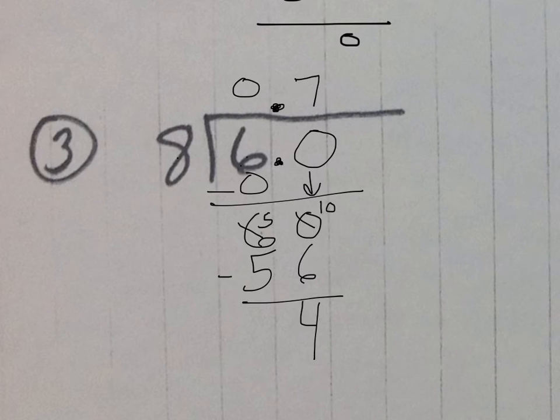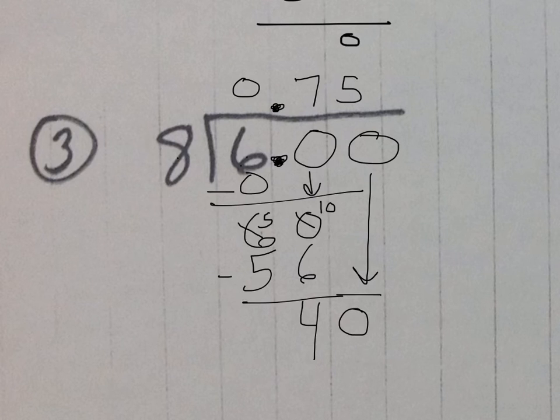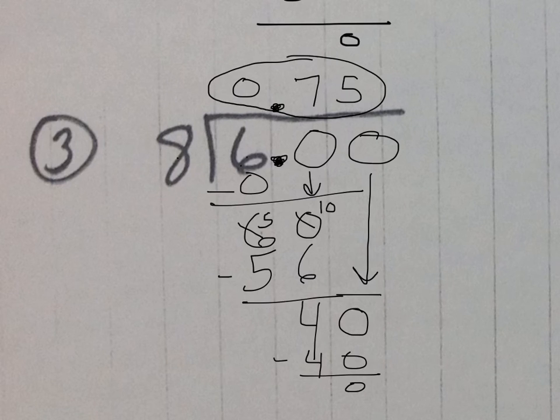Alright, so I still need more. I don't want to have a remainder here. So now I can always, because there's a decimal here, I can always add another 0 without changing the number. So I go to the next column, bring down my 0. I have 40. How many 8s go into 40? Well, that's even. So I know that's 5. 5 times 8 is 40. Subtract that out, and I get 0. Now I don't have any remainder. I'm done. My answer is 0.75, or 75/100.